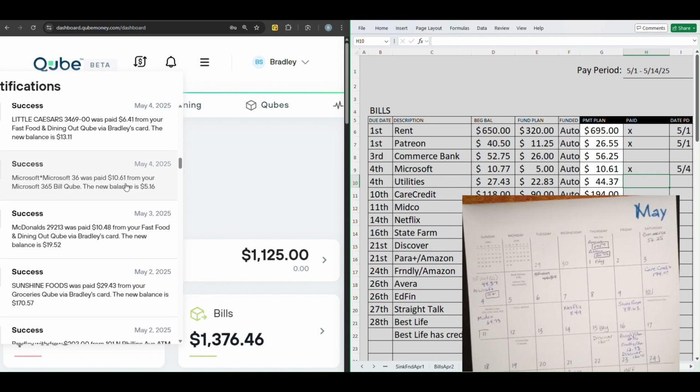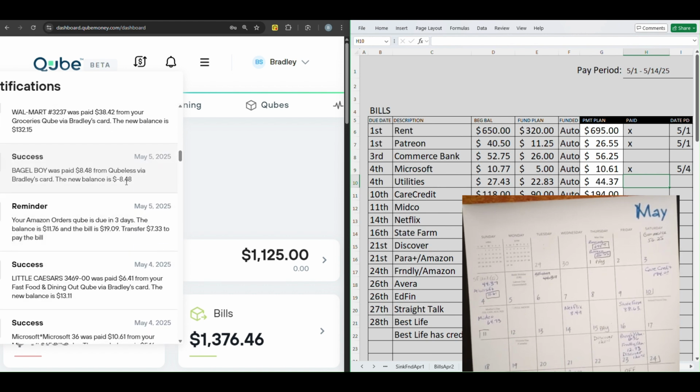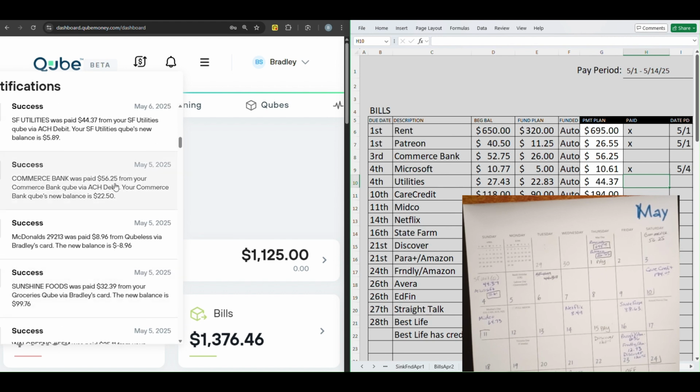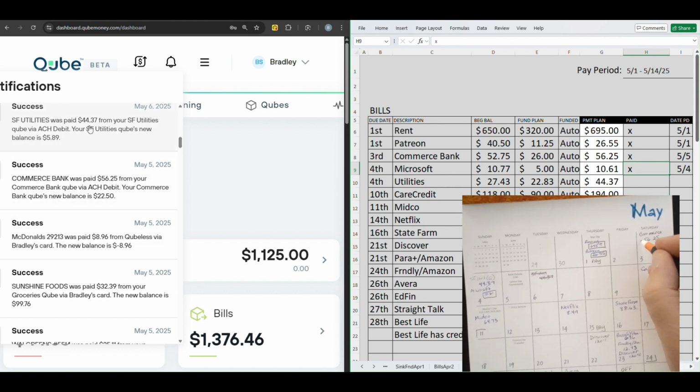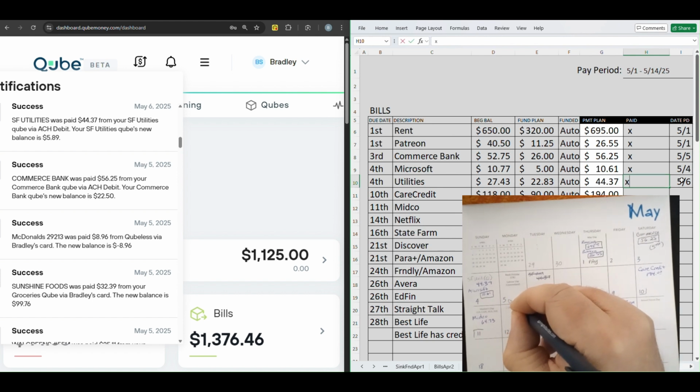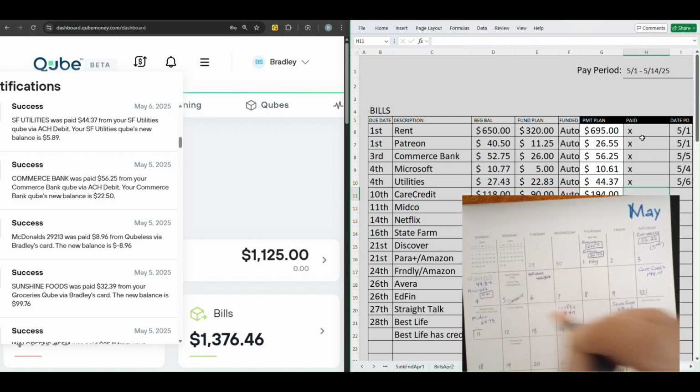Next one looks like it's going to be Commerce Bank. So Commerce Bank is the $56.25, and it was on the 5th, which is different on the calendar, so I made a little notation on the new date for Commerce Bank after I drew the little square around it. I put a notation that it was actually on the 5th. Then I put a little note on the 5th saying Commerce was paid there. That helps me for next month when I'm trying to figure out which dates everything is due for next month.